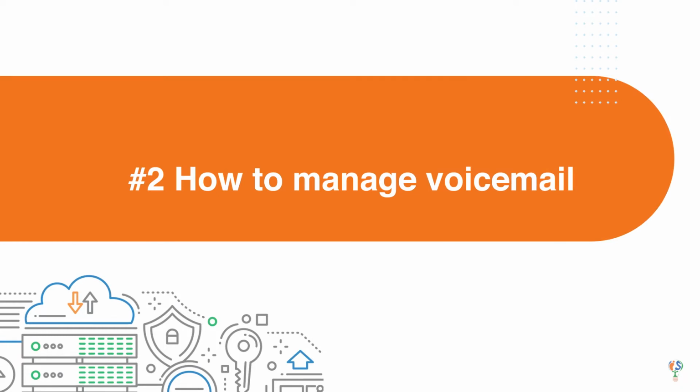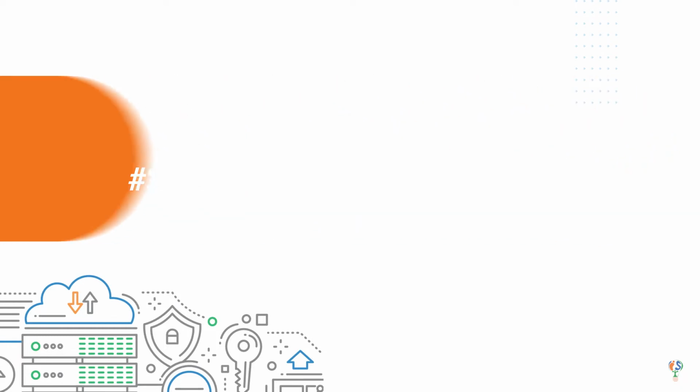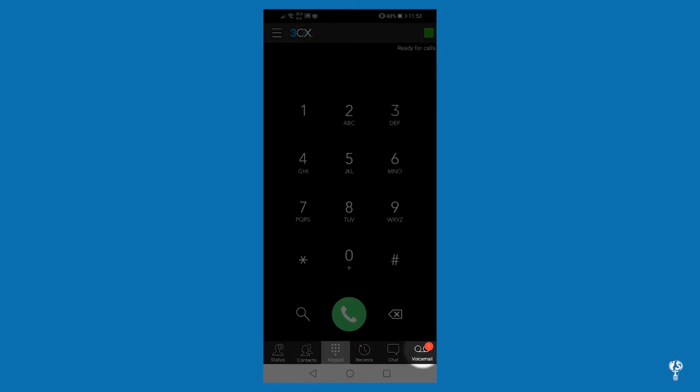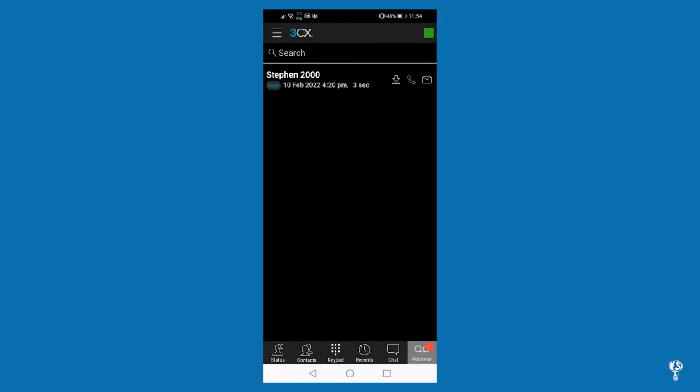The second feature of the 3CX iOS and Android applications is voicemail management. To view your voicemail messages through iOS and Android apps, press the voicemail option at the bottom of the screen. You should then be able to see all of your voicemail messages.